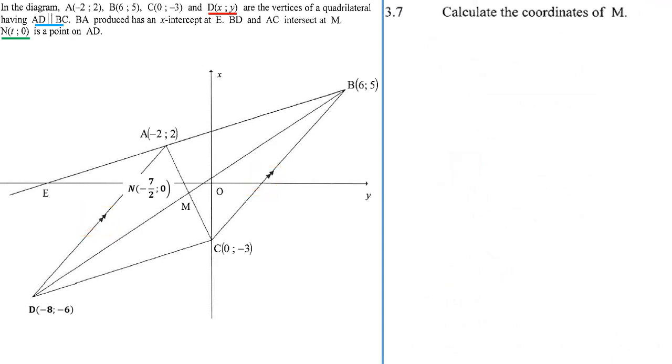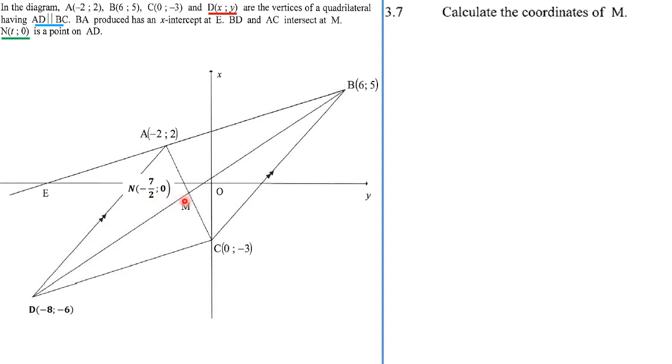Let's check. Calculate the coordinates of M. Remember, ABCD is a parallelogram. So it means M is the midpoint. Because if ABCD is a parallelogram, it means AC bisects BD. It cuts BD into two equal segments. It means DM is equal to BM. At the same time, BD bisects AC. It means AM is equal to CM. Therefore it's a midpoint. M is the midpoint of AC, and at the same time the midpoint of BD.